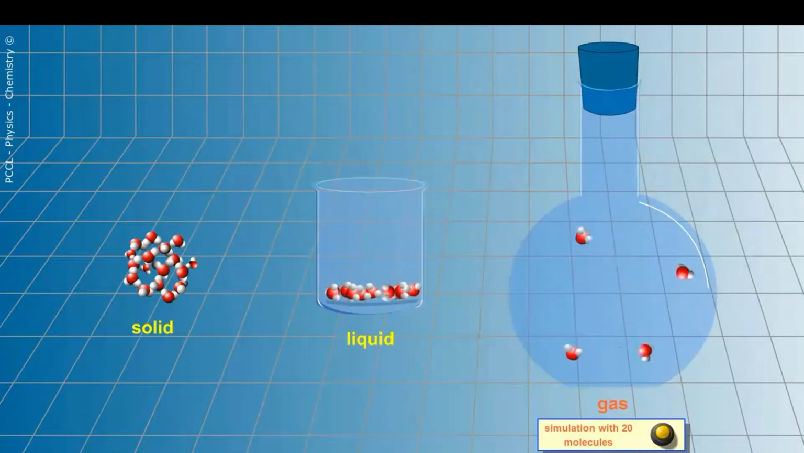Hi. Let me tell you about the states of matter at the molecular scale. That is, a scale that our eye cannot go to.